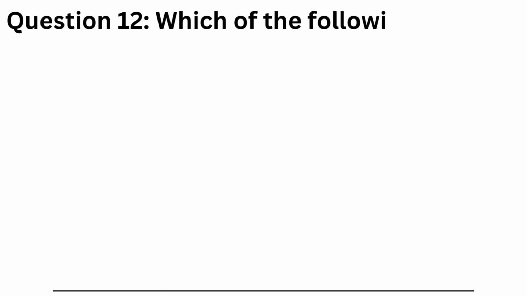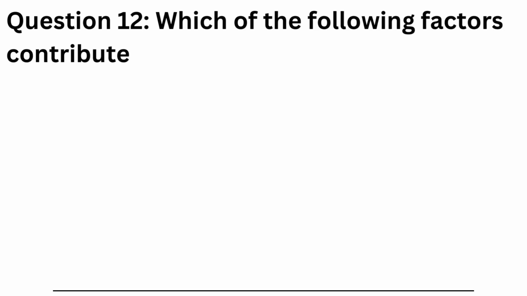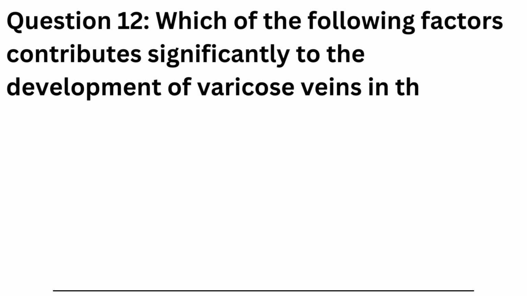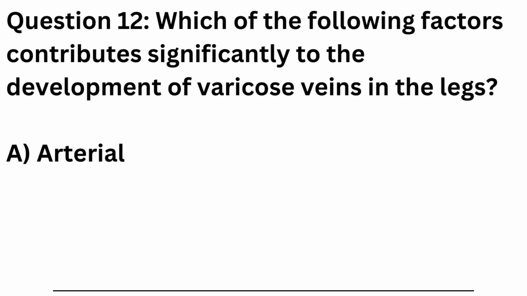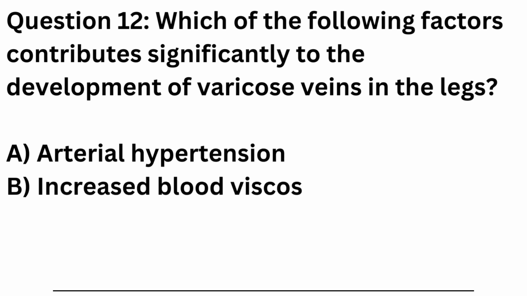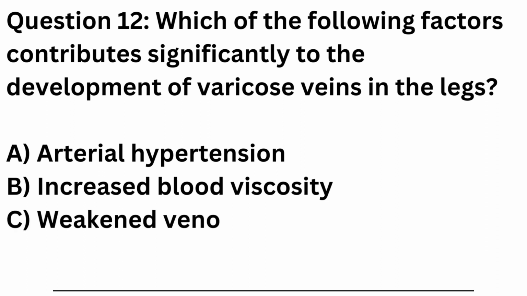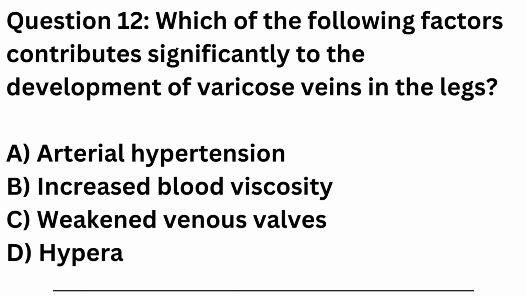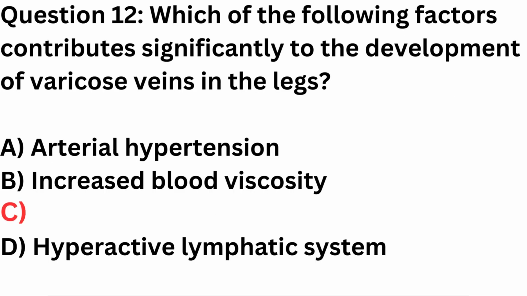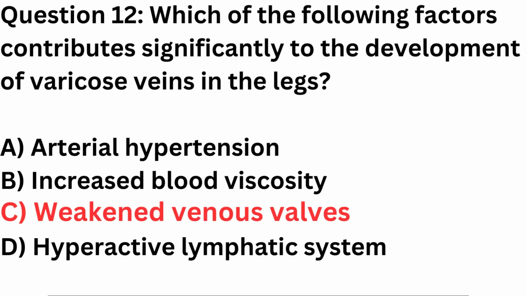Question 12. Which of the following factors contributes significantly to the development of varicose veins in the legs? A. Arterial hypertension. B. Increased blood viscosity. C. Weakened venous valves. D. Hyperactive lymphatic system. Correct answer is C. Weakened venous valves.